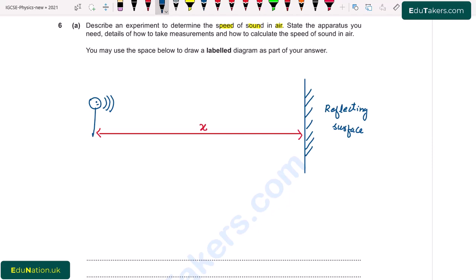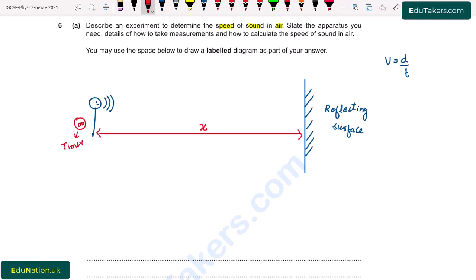Secondly, we know that the speed is equal to distance over time. For the calculation of speed of sound, we need two things. First, the distance, and second is time. So to measure the time, we use the timer. So I place the timer here. I label it timer.